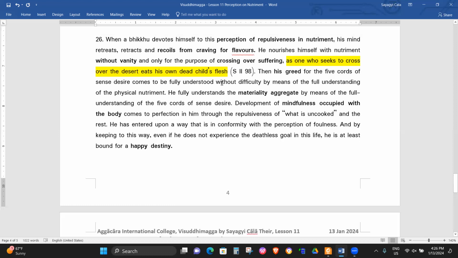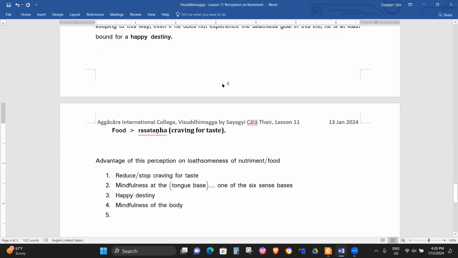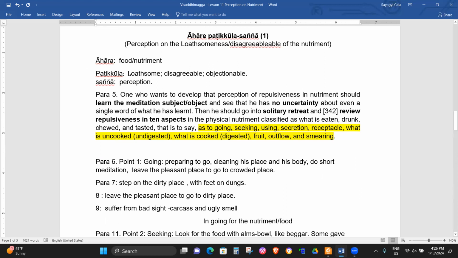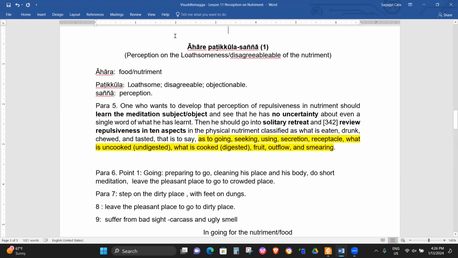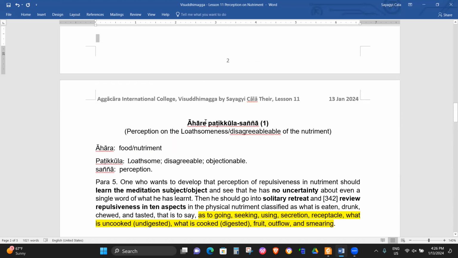Okay, so now we can open for discussion based on this. Let's see if there are any more questions. I think this is enough. So we can go back to the topic from earlier on: ahara, food or nutriment. This one is a locative case, no? Locative singular. Ahare. Locative singular.